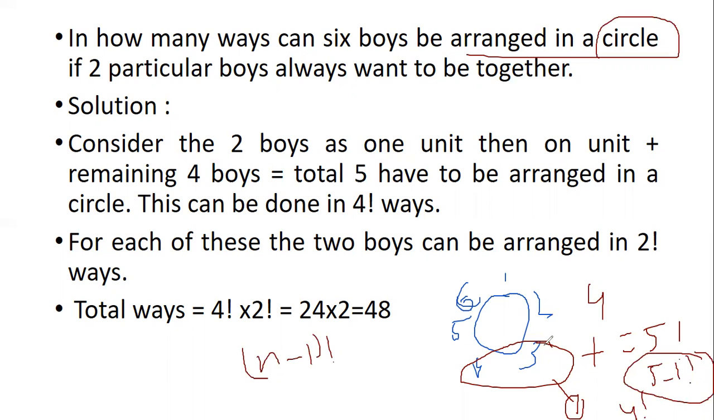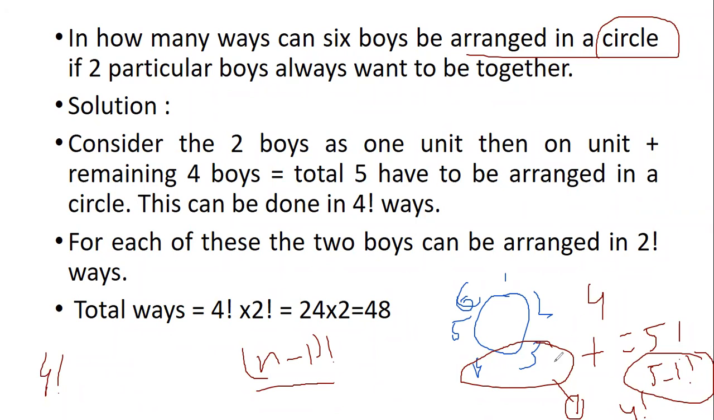I'll just repeat it again. We are taking 3 and 4 as 1 unit because they always want to be together, and the rest 4 of them are the separate people. So 4 plus 1, we have 5 units, but since they are arranged in a circle and it is circular permutation, we use the formula n minus 1 factorial. So n minus 1 factorial is 5 minus 1 factorial, which is 4 factorial. So that is one part of the question.